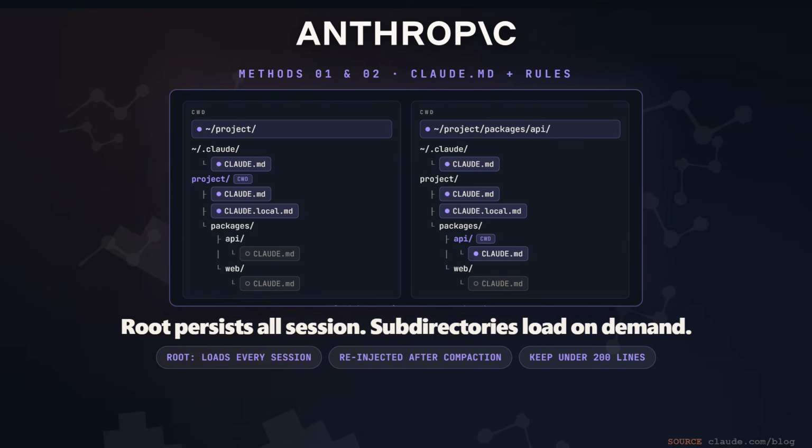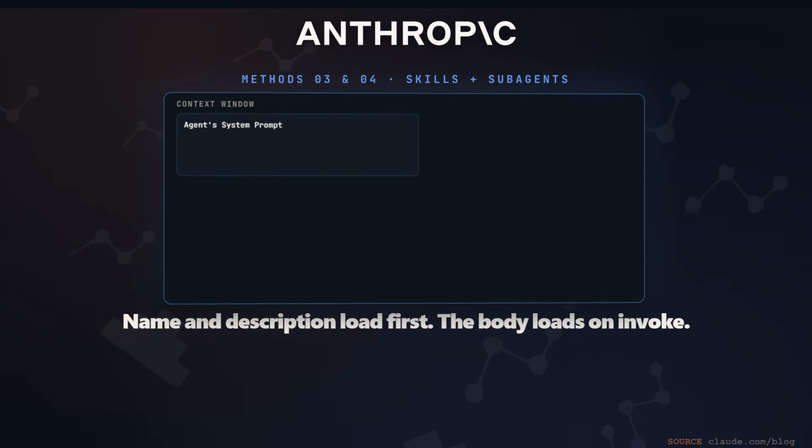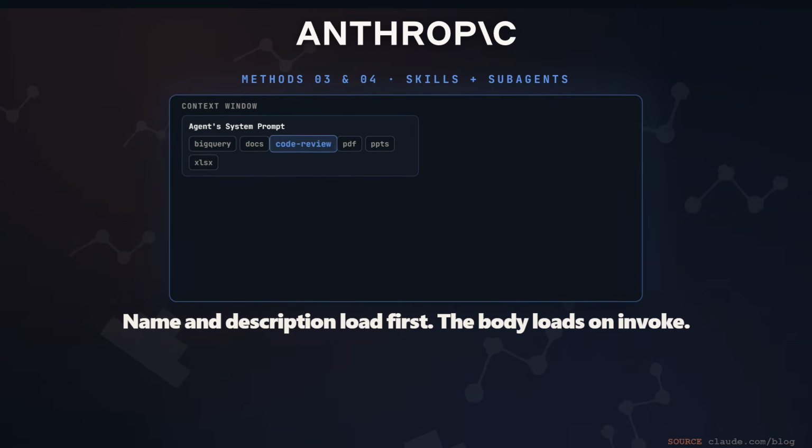In a monorepo, go one step further. Drop a Claude.md inside each subdirectory. It only loads when Claude opens a file in that folder, so each team pays for its own context and nothing else. Rules work the same way. Scope a rule to a path, like source/API, and it stays completely out of context until you touch a matching file.